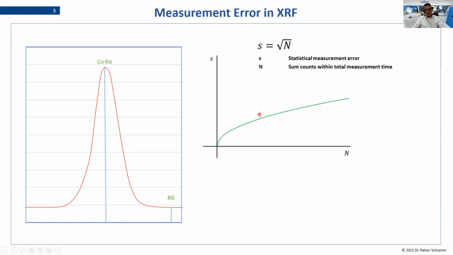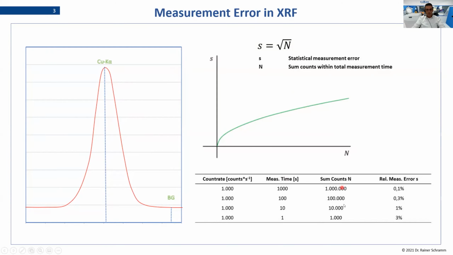That means when you count during a certain measurement time and the count is increasing, of course your error is also increasing, but not with the same proportion. That means relatively the error is getting smaller with more counts. For example, if you have 1 million counts, you have a relative error of 0.1%, because you take the square root and then put it into relation to 1 million. And if you have only 1,000, you have 3% relative error. So the longer you measure, the smaller is your error.